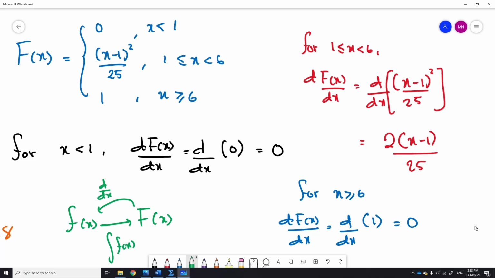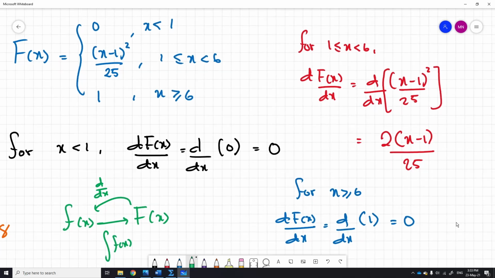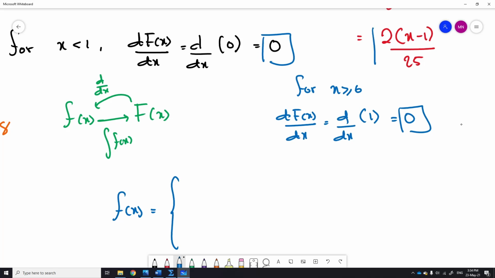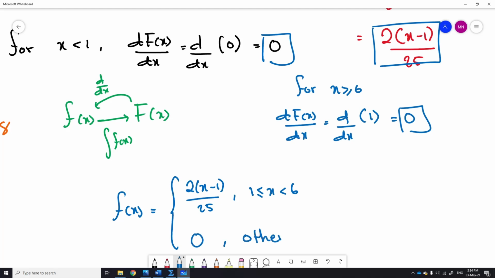Okay, so now we have the probability density function for each region, and we need to rewrite it into its formal form. So we write f(x) is equal to, since this one is 0 and that one is 0, we can just combine them. We write down this equation first: 2(x minus 1) over 25 for the region 1 less than x less than 6. For both zeros, we just write 0 for otherwise.